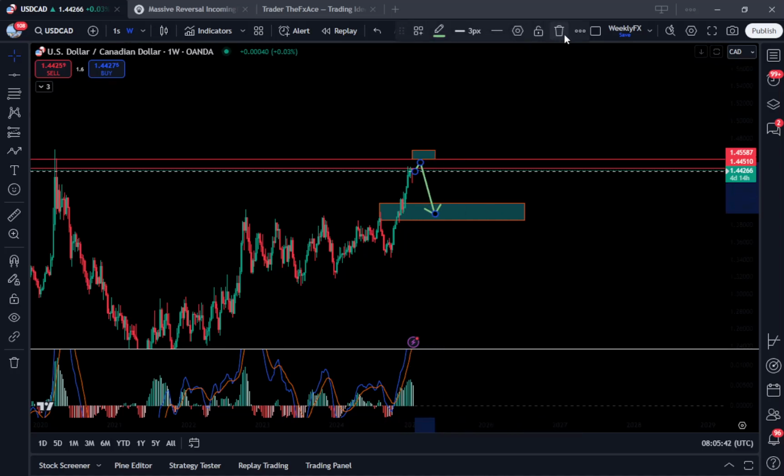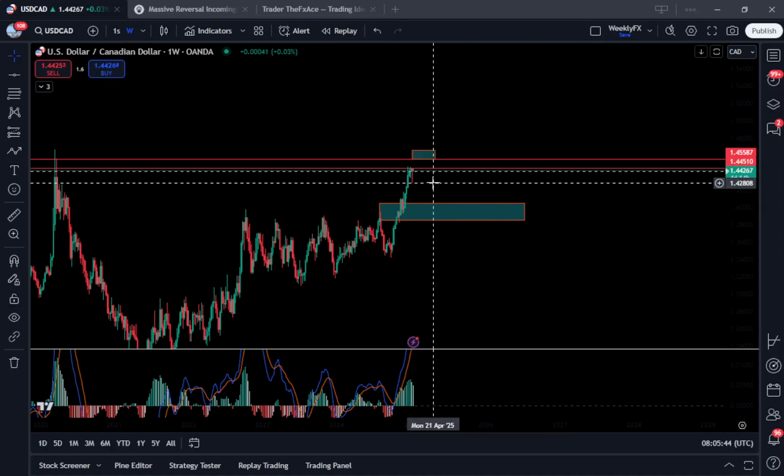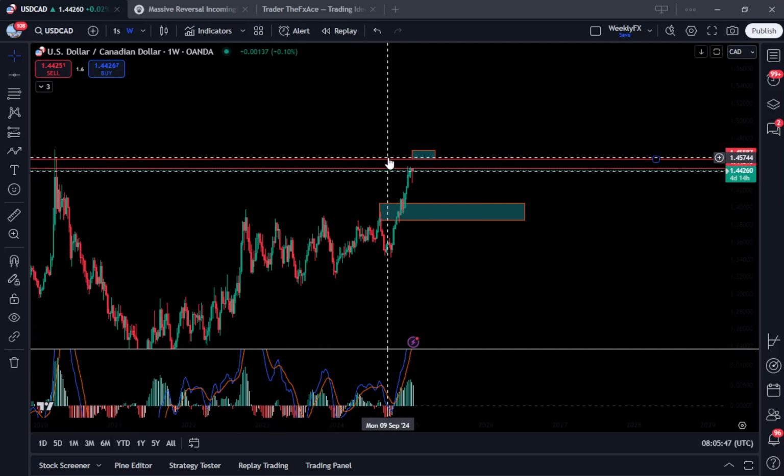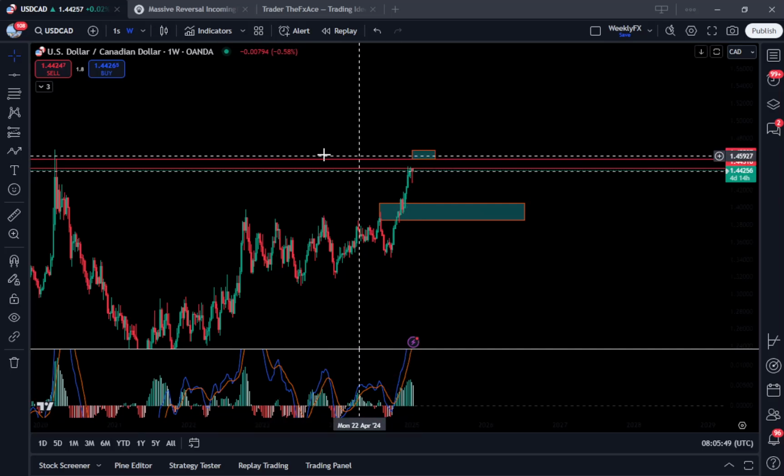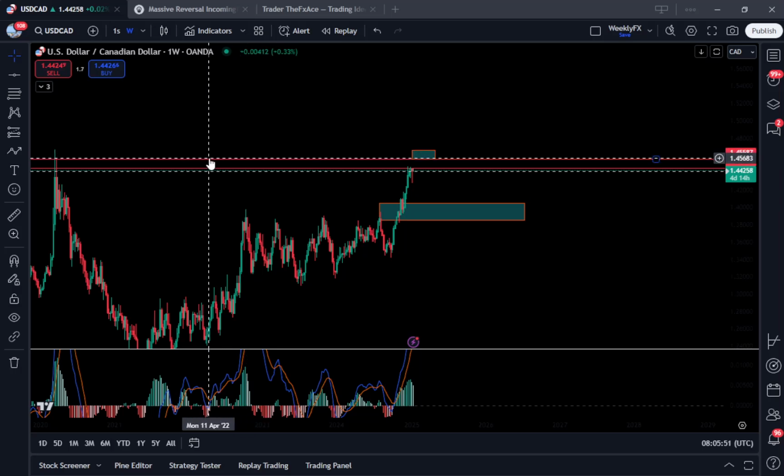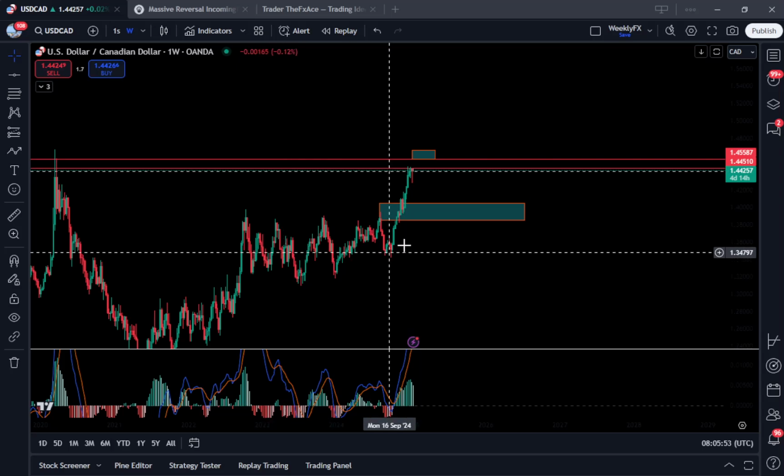There still might be a little bit more room to the upside, targeting these highs or this resistance, the 146,700 high. And that's like 200 pips.